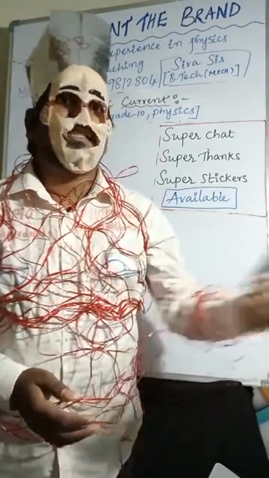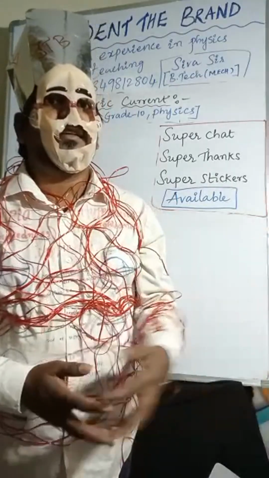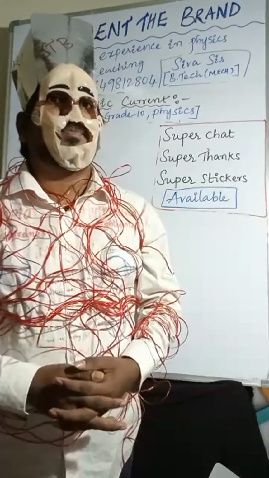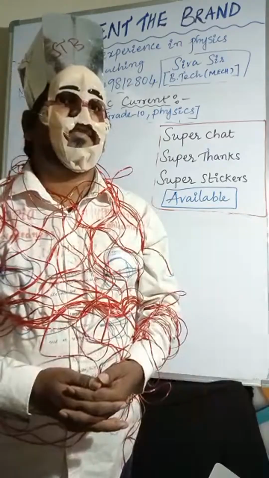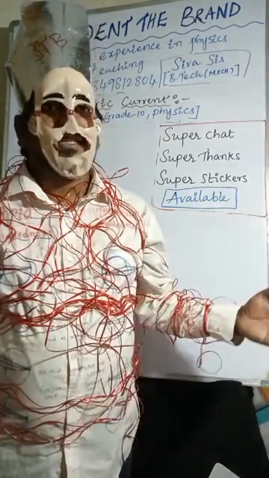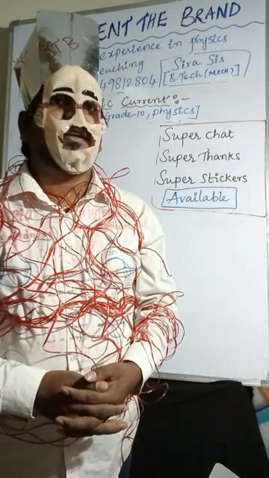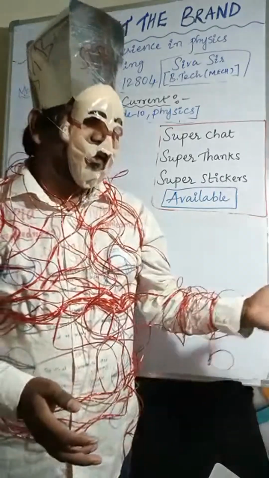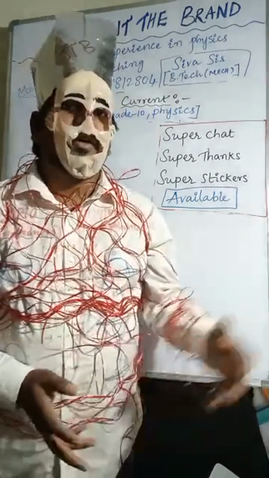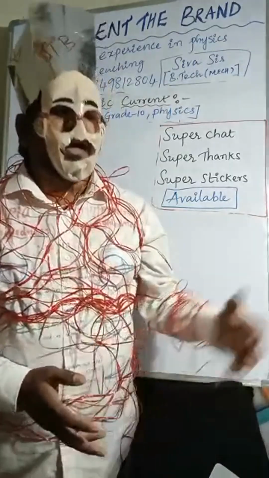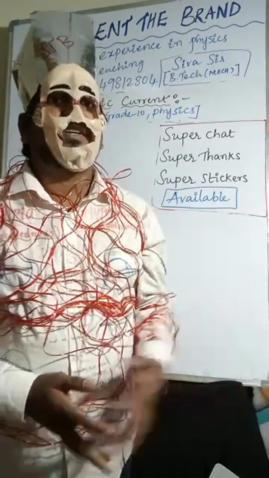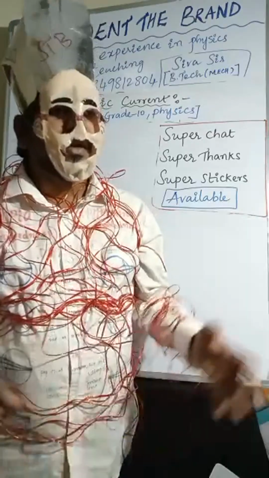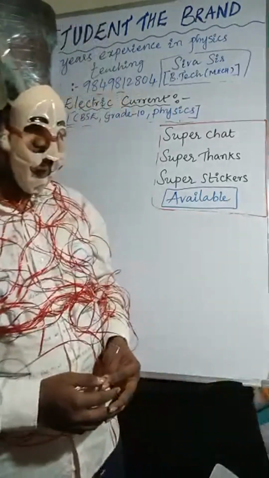Resistance is directly proportional to the length of the conductor. Resistance is inversely proportional to the area of the conductor. So resistance is directly proportional to L by A, that is, R equals rho into L by A, where R is the resistance and rho is the resistivity. So we discussed about these topics.